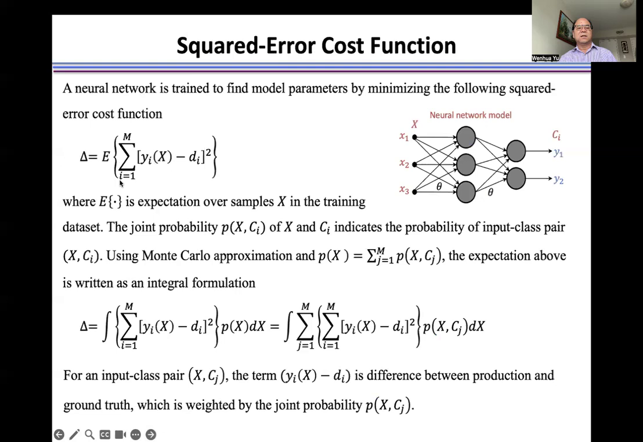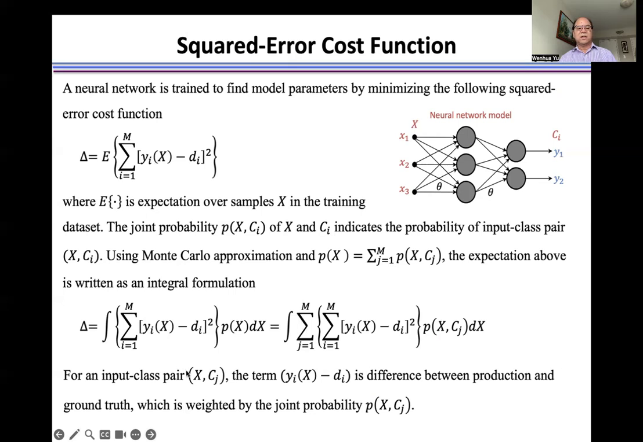E is the expectation over samples X in the training dataset. The joint probability P of X and Ci indicates the probability of an input class pair. Using Monte Carlo approximation and this marginal relationship, the expectation above is written as an integral formulation here.